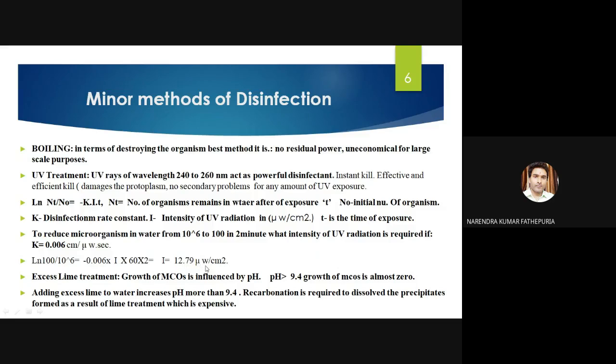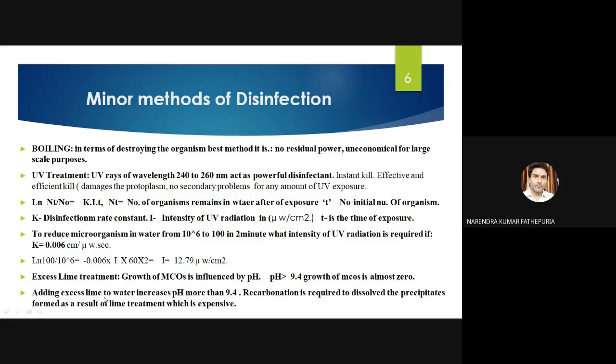So we will get the I value as 12.79 microwatt per centimeter square. Excess lime treatment is also a good treatment for this infection. Growth of microorganisms is influenced by pH level. If pH is greater than 9.4, growth of microorganisms is almost zero. In the highly alkaline nature, bacteria and viruses cannot survive.